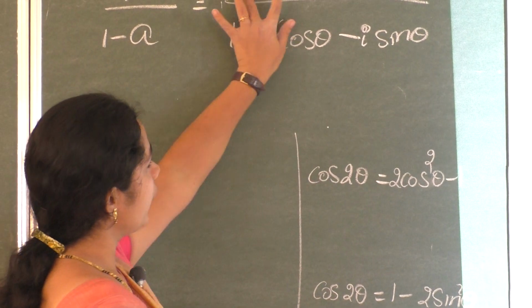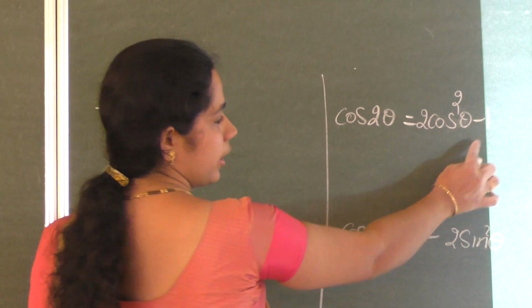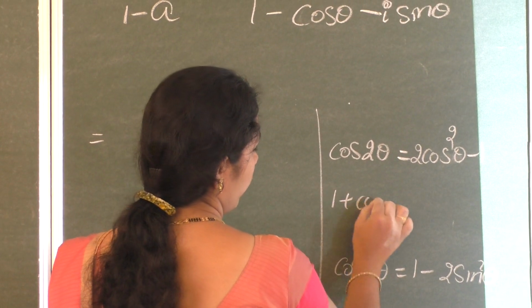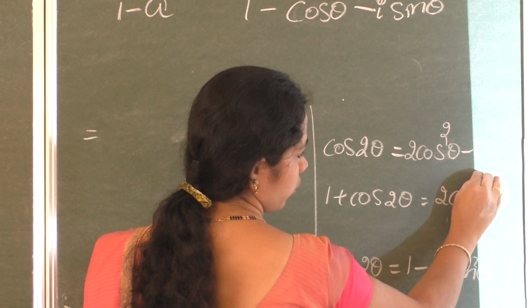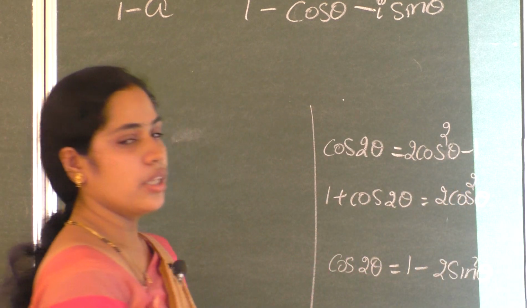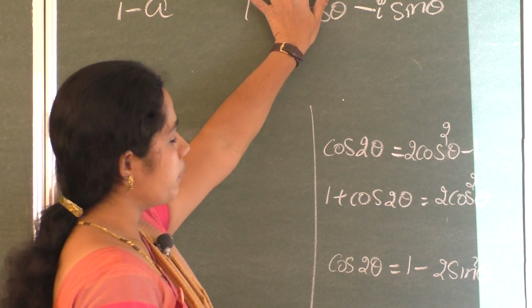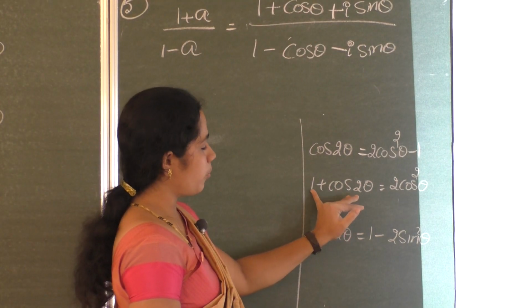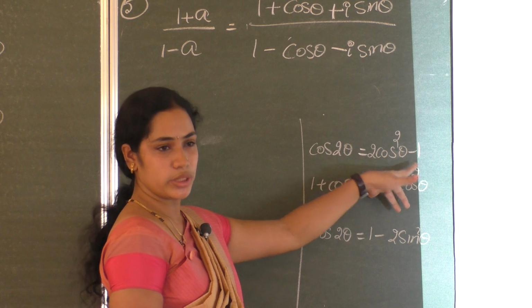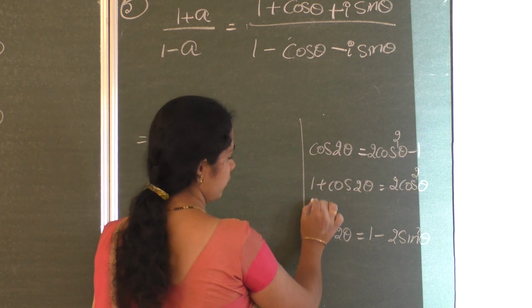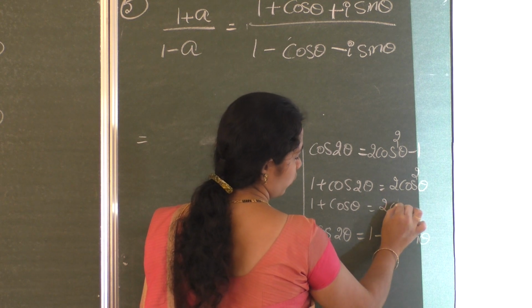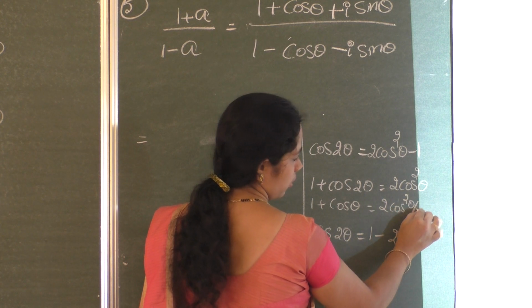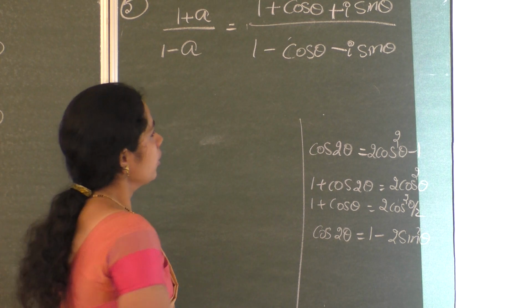Now here we have 1 plus cos theta. Let us take 1 to the other side. 1 plus cos 2 theta is equal to 2 cos square theta. Now we have 1 plus cos theta. The formula is 1 plus cos 2 theta. Apply half angle here. 1 plus cos theta is equal to 2 cos square theta by 2.